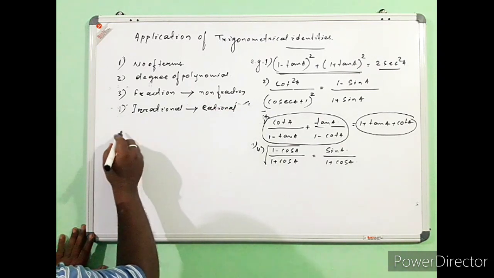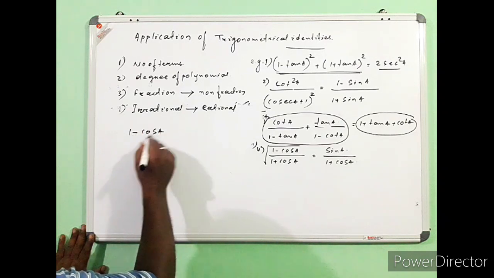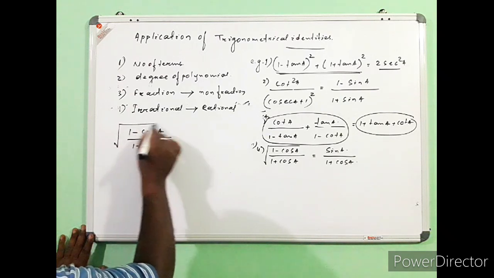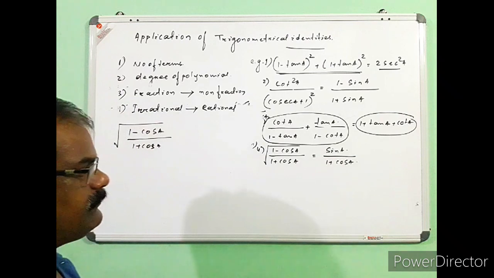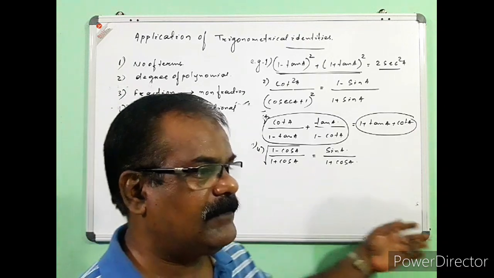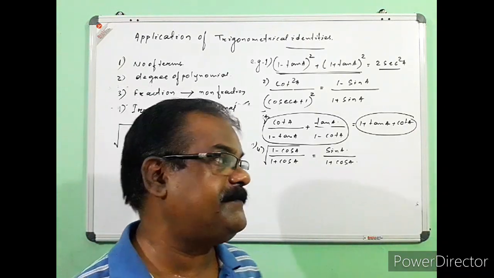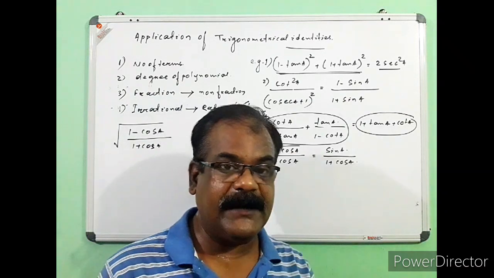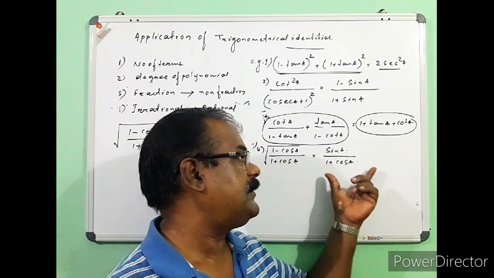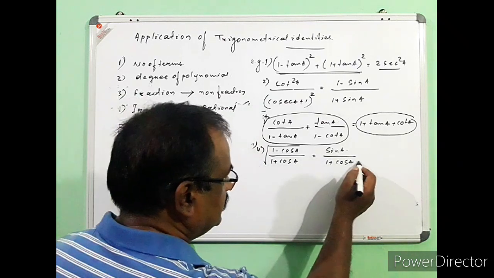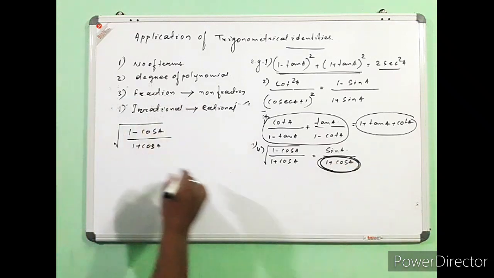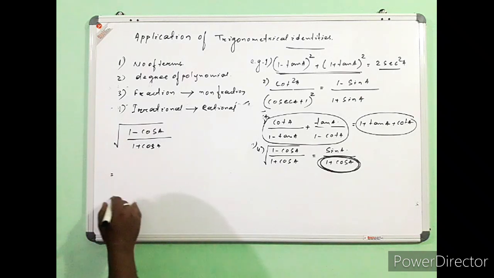For example, in the fourth one, we have taken square root of 1 minus cos A by 1 plus cos A, to be proved equal to sin A by 1 plus cos A. In this case, the important question that arises is: what is the rationalizing factor? What has to be multiplied? For that, you have to look at the right hand side. If you are starting from the left hand side, then go to the right hand side and see what the denominator is. It is 1 plus cos A. So 1 plus cos A has to be multiplied here to make it rationalized.